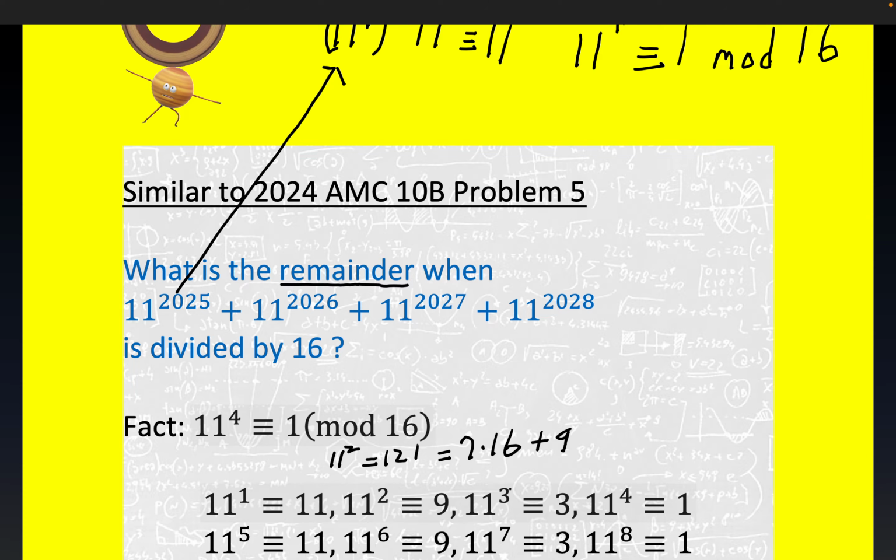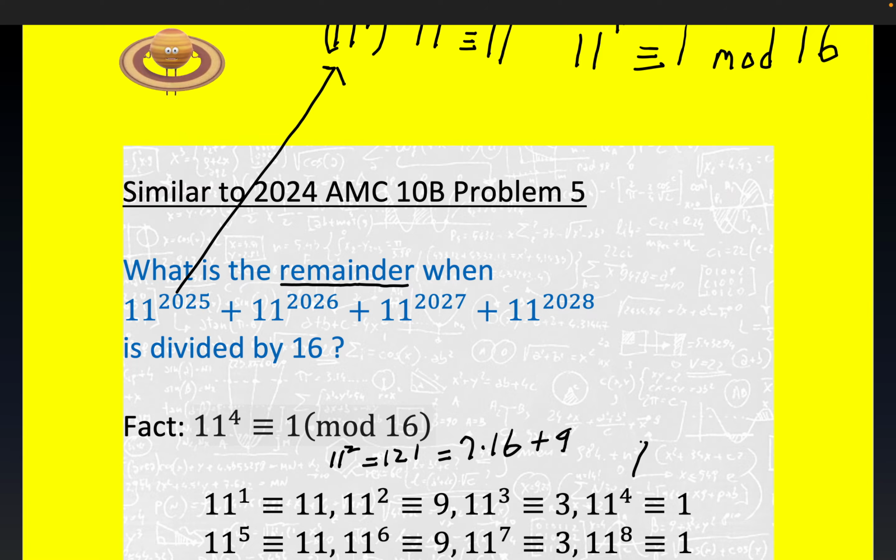In a similar fashion, you can compute the rest. And once you've computed this, you can just multiply this by 11. That would give you 99, and that's congruent to 3 since 6 times 16 is 96. But the key aspect of all this is we get down to this 11 to the fourth is congruent to 1. When you multiply by 11, you get 33. 2 times 16 is 32, so you leave this remainder of 1.